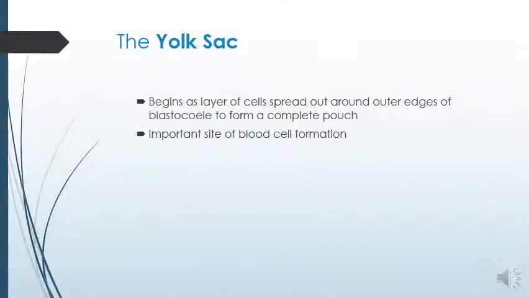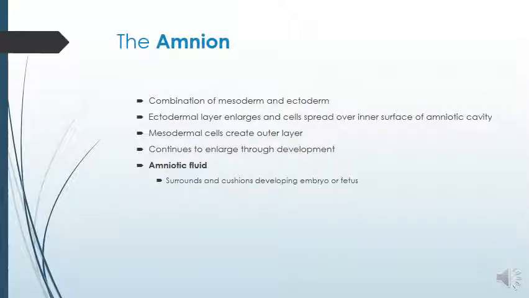The yolk sac begins as a layer of cells spread out around the outer edges of the blastocele to form a complete pouch. It's an important site of blood cell formation. The amnion is a combination of mesoderm and ectoderm. The ectodermal layer enlarges and cells spread over the inner surface of the amniotic cavity. The mesodermal cells create an outer layer. It continues to enlarge through development. The amniotic fluid surrounds and cushions developing embryos or fetuses.